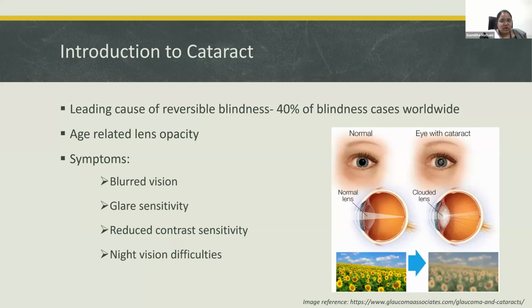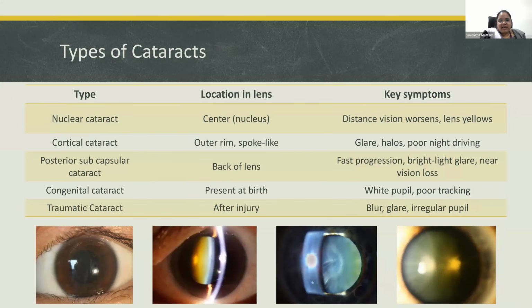We need to understand first the types of cataracts. In nuclear cataract, the cataract starts from the center, where distance vision worsens, but near visual acuity will be very clear. In cortical cataract, the patient faces glare and halos and has difficulty in night driving. In posterior subcapsular cataract, there is fast progression in the development of the cataract, and they have great difficulty in near vision.